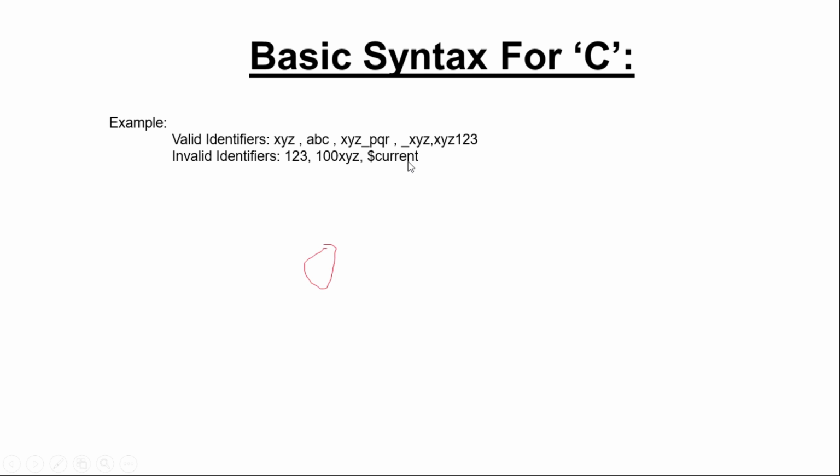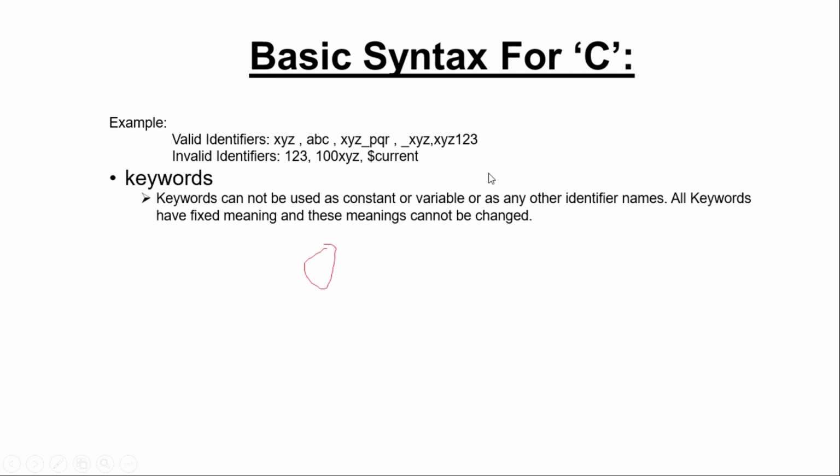The dollar sign is also an invalid identifier because special symbols are not allowed. Keywords cannot be used as a constant, variable, or any other identifier's name. All keywords have a fixed meaning and this meaning cannot be changed. In C language, all the keywords have their own fixed meaning and those meanings cannot be changed.